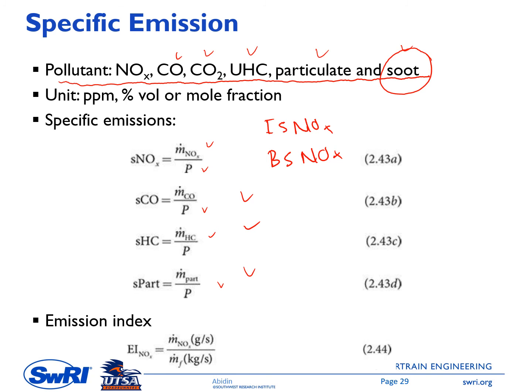The next one here is the emission index. So this is the ratio of the corresponding emission to the amount of the fuel flow rate. So equation 2.44.